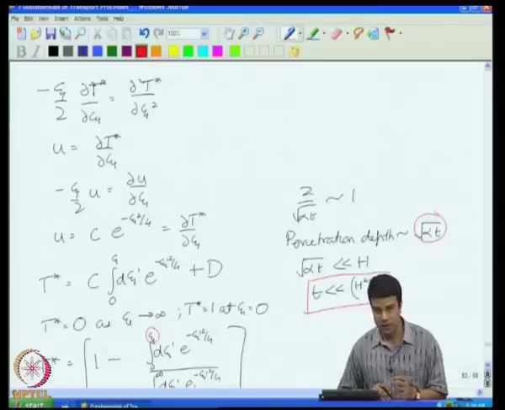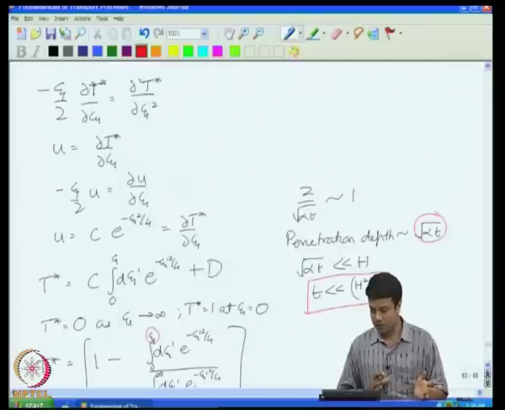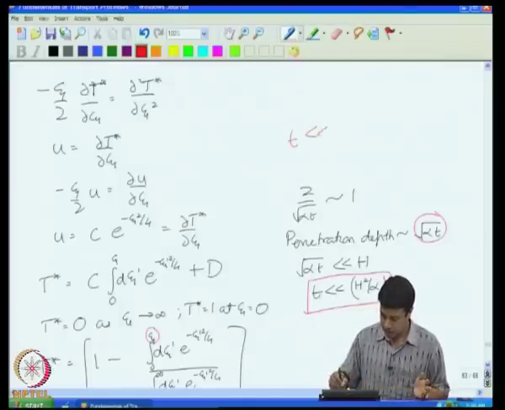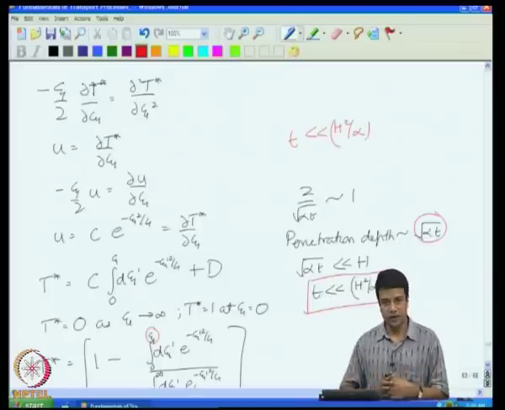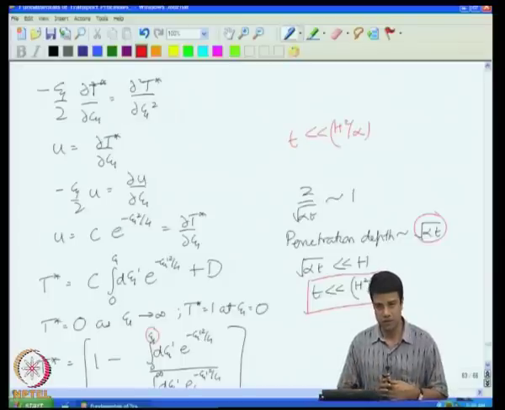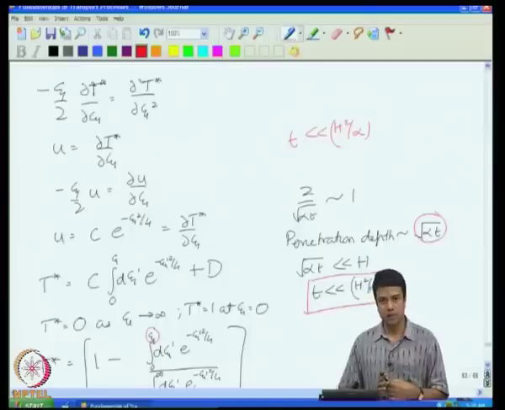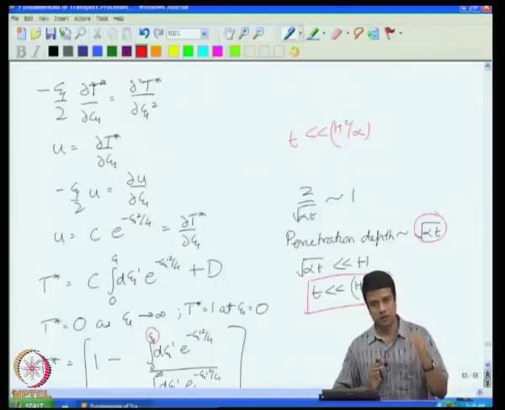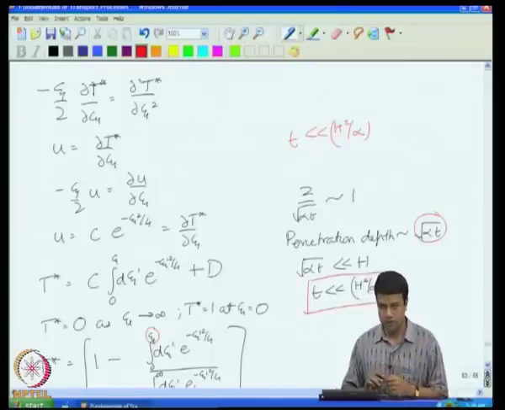And obviously, if you had a finite channel, the analysis that we did will be valid only when t is small compared to h square by alpha. At these very initial times, this analysis will be valid. When t becomes comparable to h square by alpha, then the influence of the boundary condition of the top plate is felt and this analysis is no longer valid.